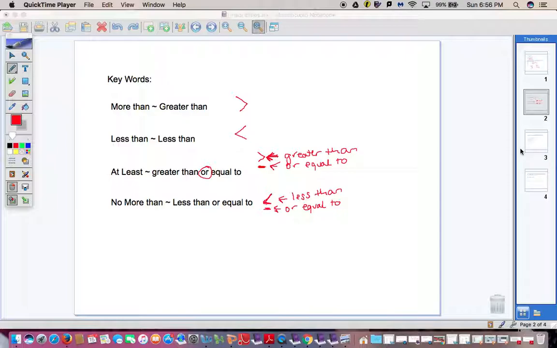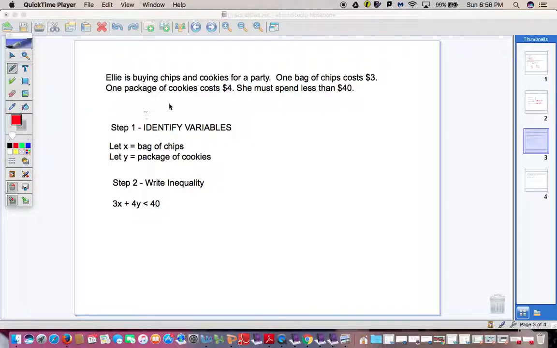So let's look at a word problem. Ellie is buying chips and cookies for a party. One bag of chips costs $3 and one package of cookies costs $4. She must spend less than $40.